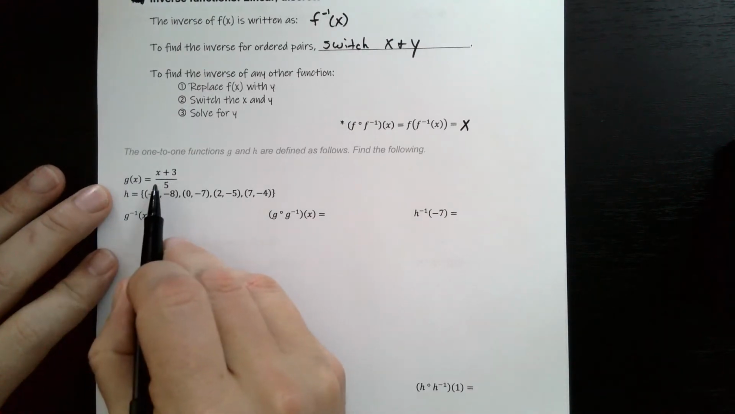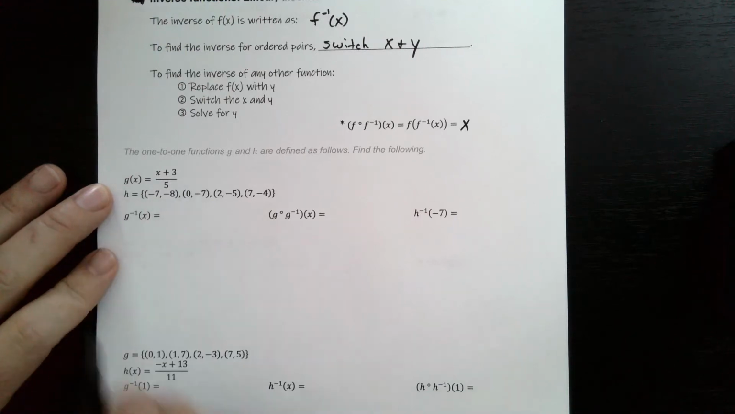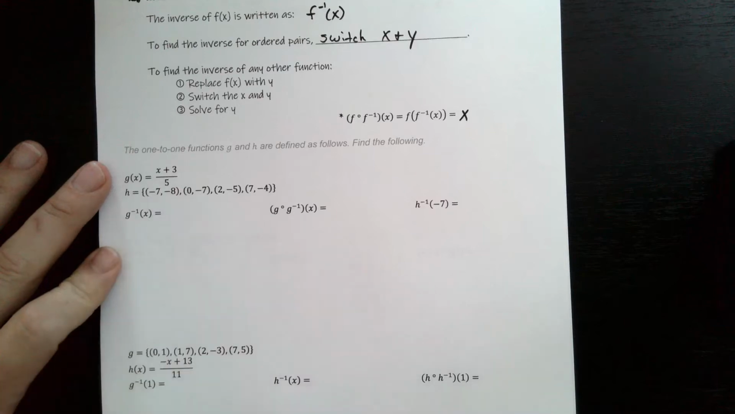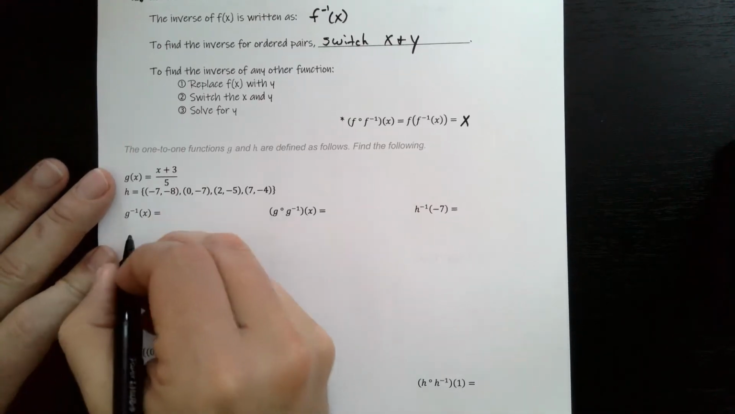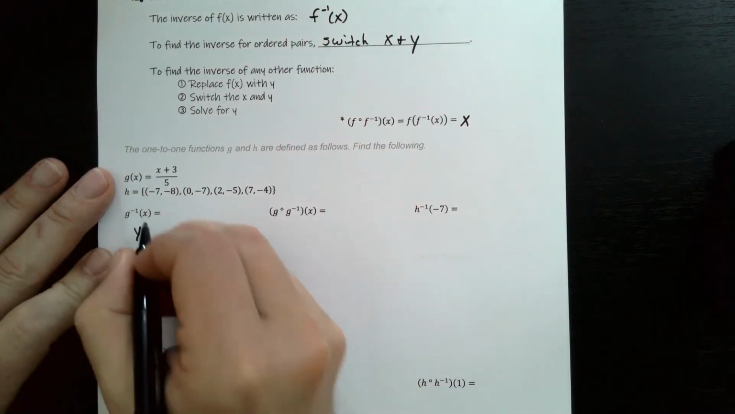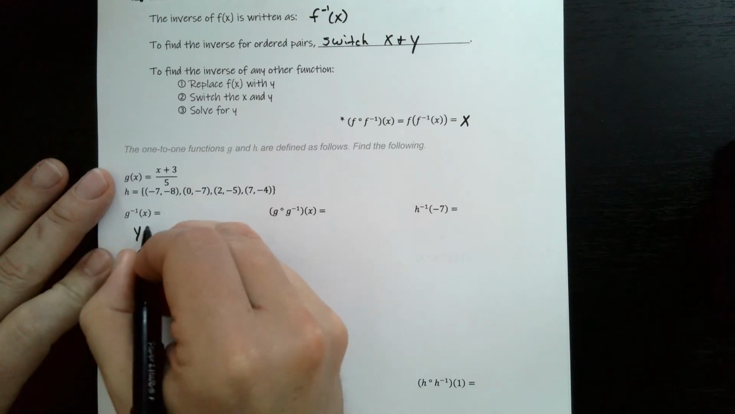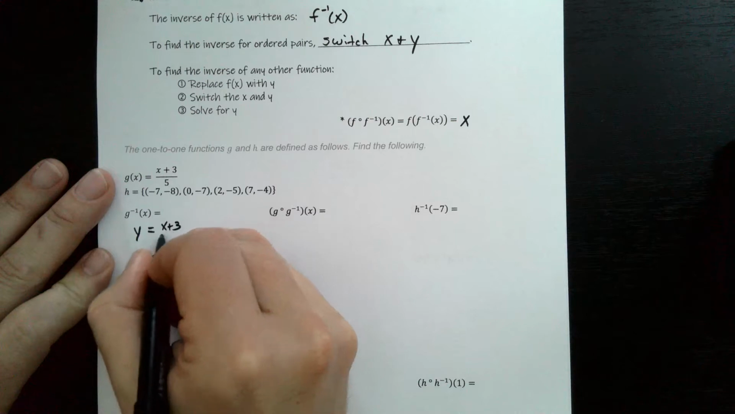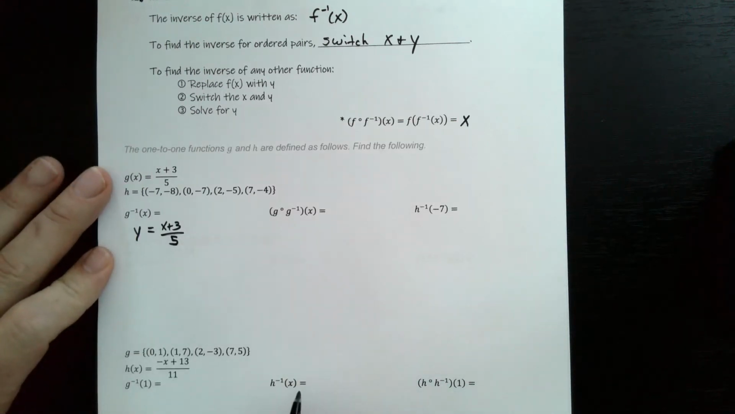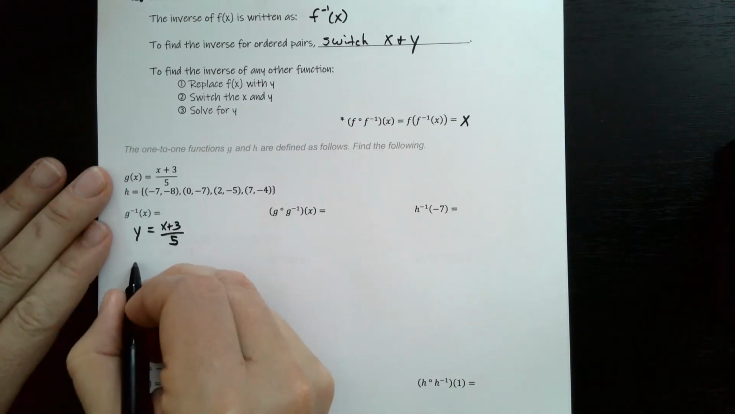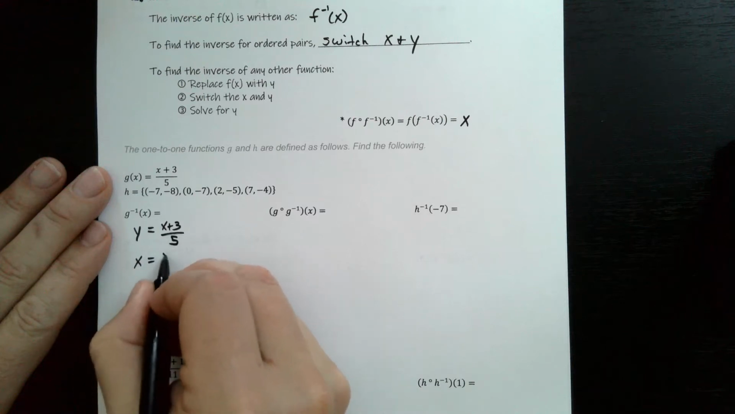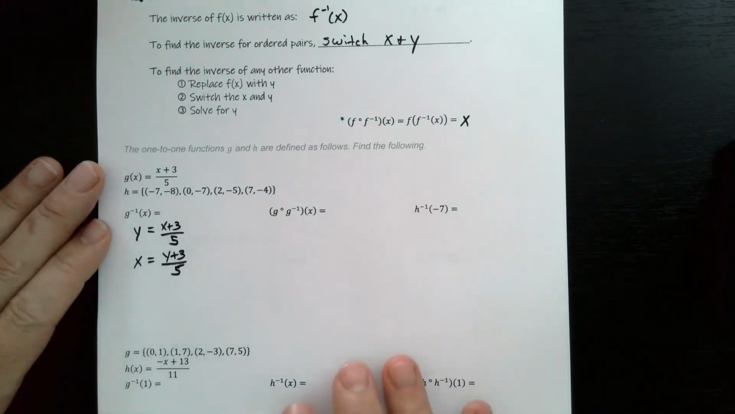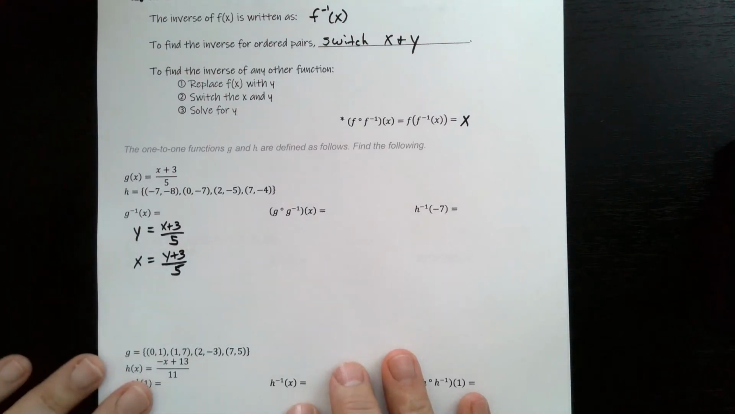So we've got x plus 3 over 5 for g of x. Okay, so in order to find the inverse function here, we're going to replace the g of x with a y. So instead of g of x is equal to x plus 3 over 5, we'll say y is equal to x plus 3 over 5. Okay, and then we're going to switch the x and the y. So x is equal to y plus 3 over 5. And then we're going to solve this thing for y. We need to get y by itself.